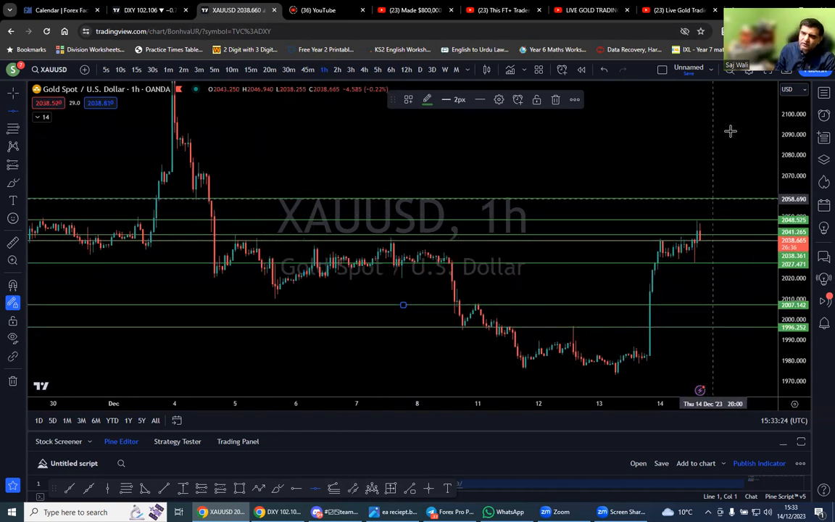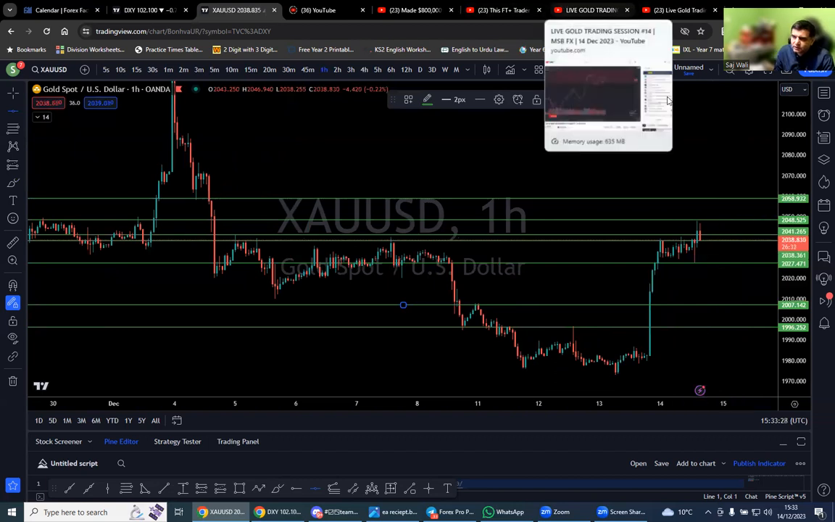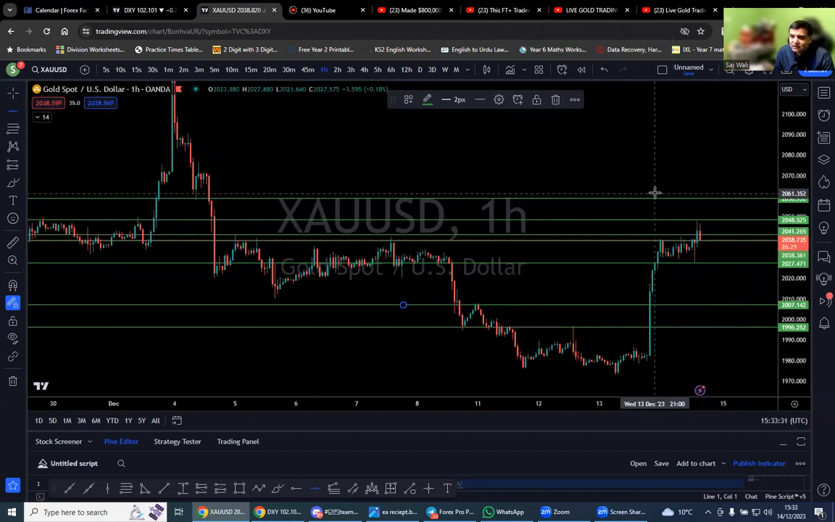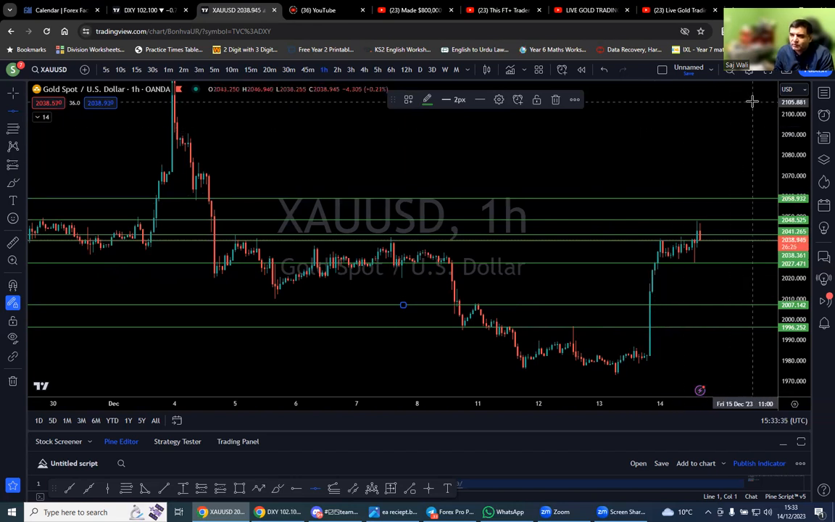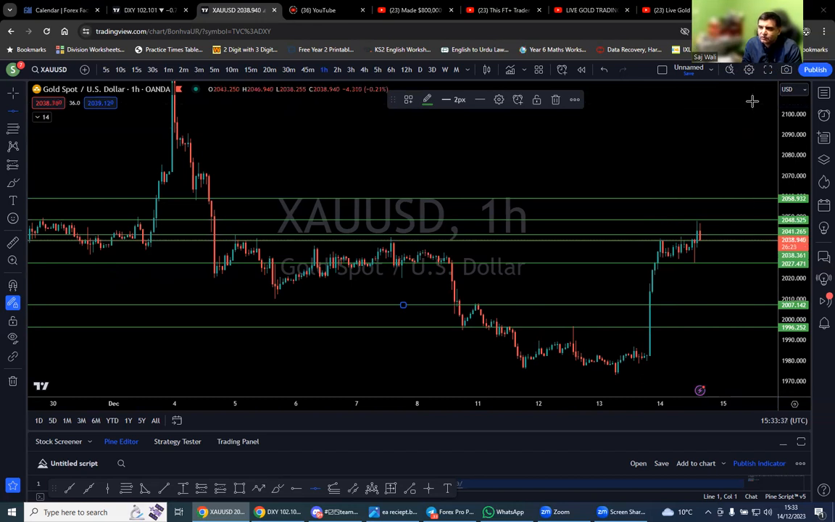There's no hard and fast rule about the levels because sometimes there's a 50 or even 100 pip difference in levels depending on how the market moves. So what you have to do, if you're day trading, look for the confirmation. Look for multiple confirmations, especially the candlestick and market structure, and then you will have a good trading idea.